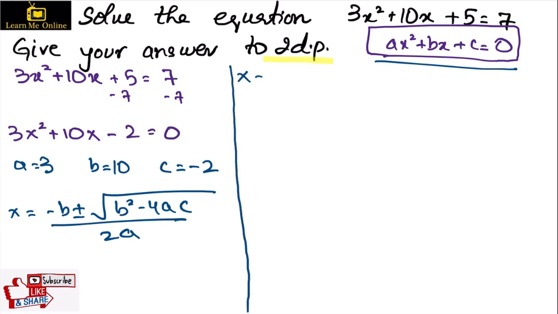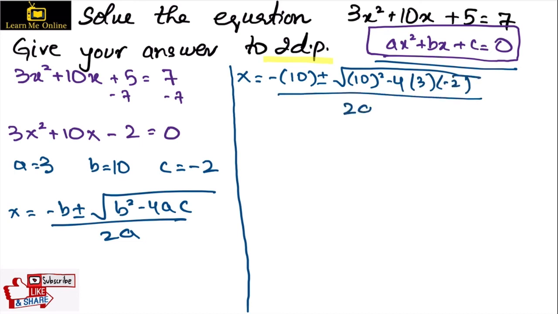So you write down x equals minus b, which means minus 10, plus minus square root. Then you have b squared, which means 10 squared, minus 4, a is 3 and c is minus 2. The whole thing we're going to divide by 2a. Because we know what the a value is, rather than writing down 2a, we're going to use the value of a, which is 3. We do the step of simplification here now.